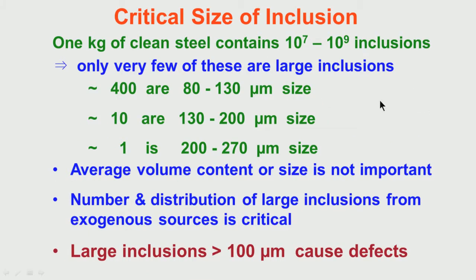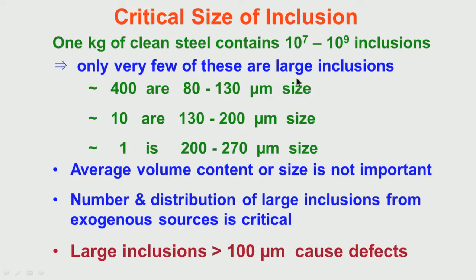This I had mentioned at one stage, that the critical size of inclusion is important, because in any steel, even in very clean steel, you will find many small inclusions. We need not worry about small inclusions, as I am trying to tell you, because I have mentioned that 1 kg of clean steel might contain 10 to the 7 to 10 to the 9 inclusions. That means about 1 crore of inclusions you might find in 1 kg of clean steel. I am not talking of a dirty steel, I am talking of clean steel.